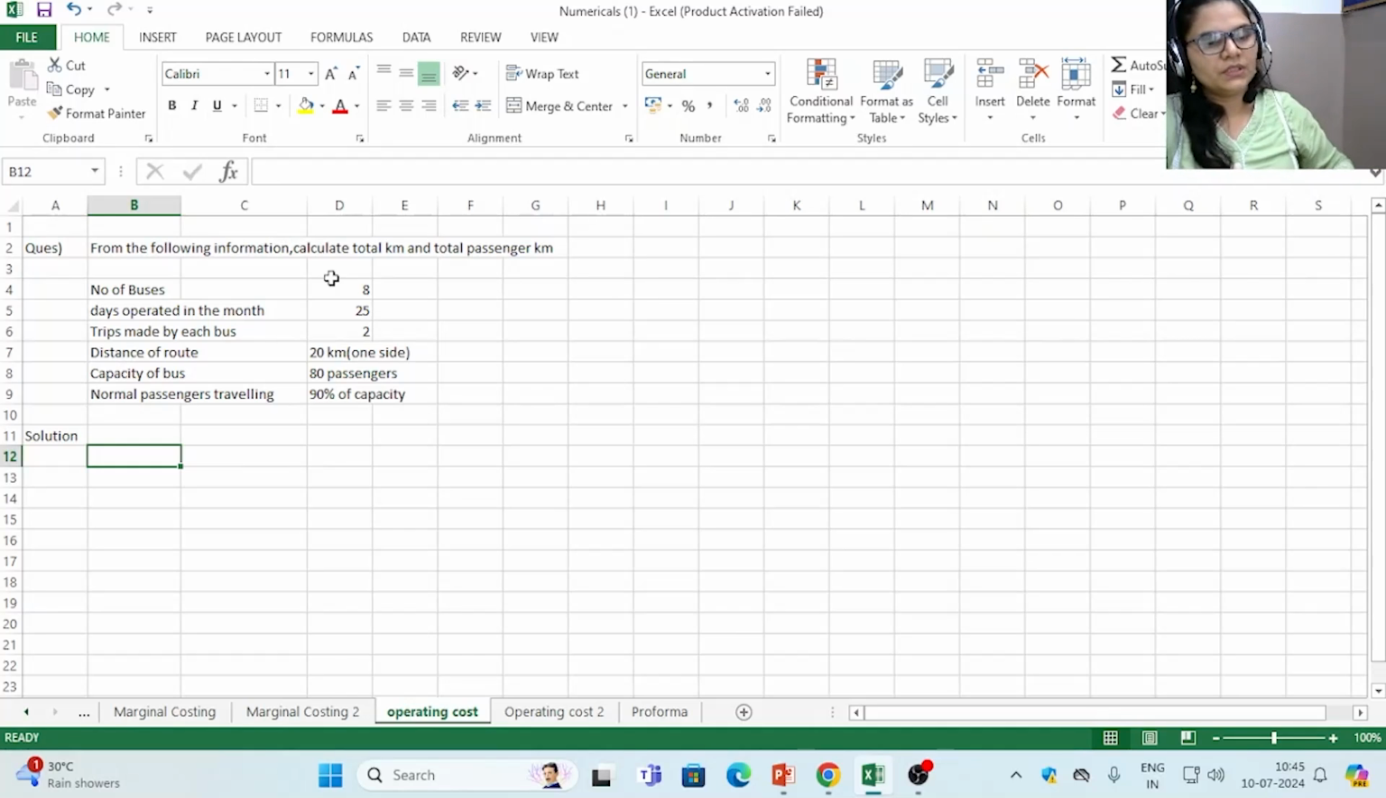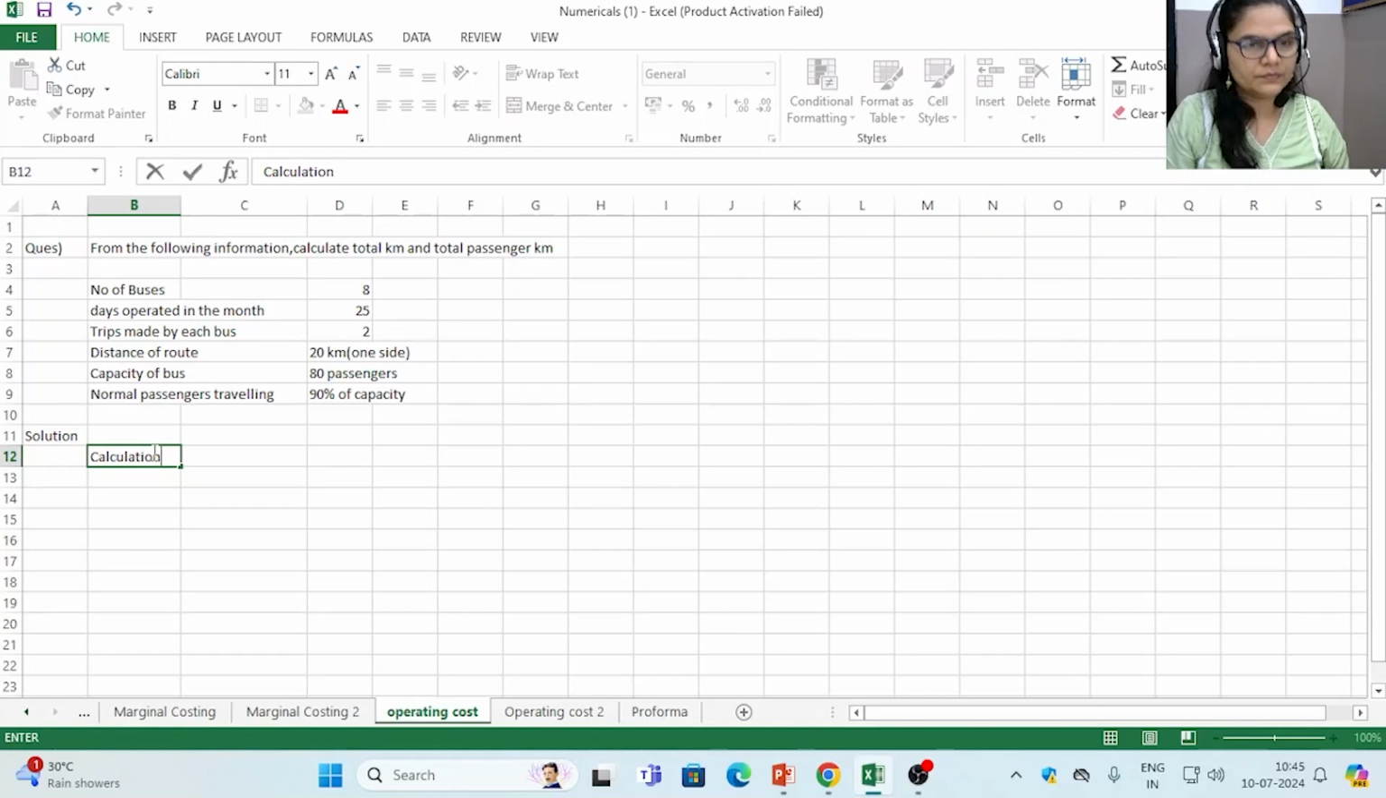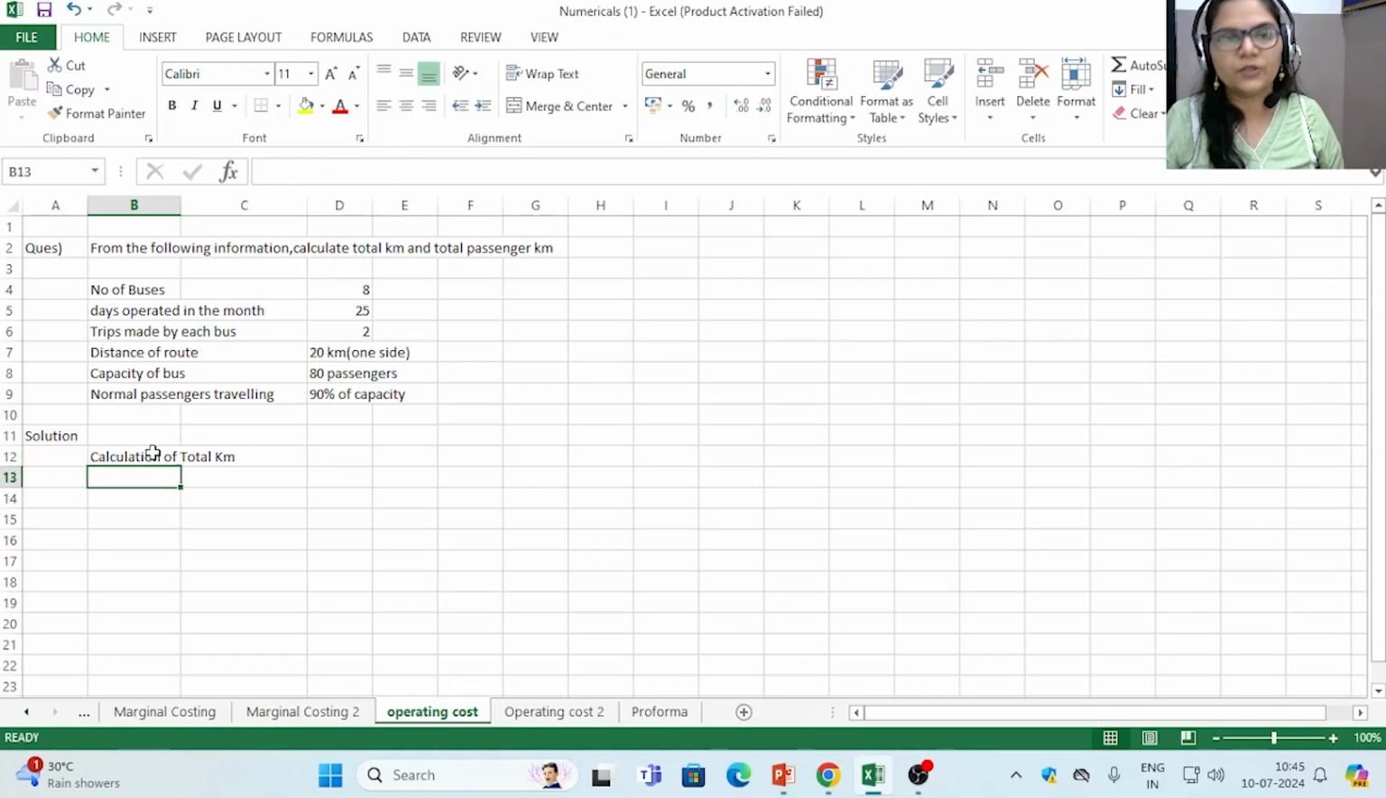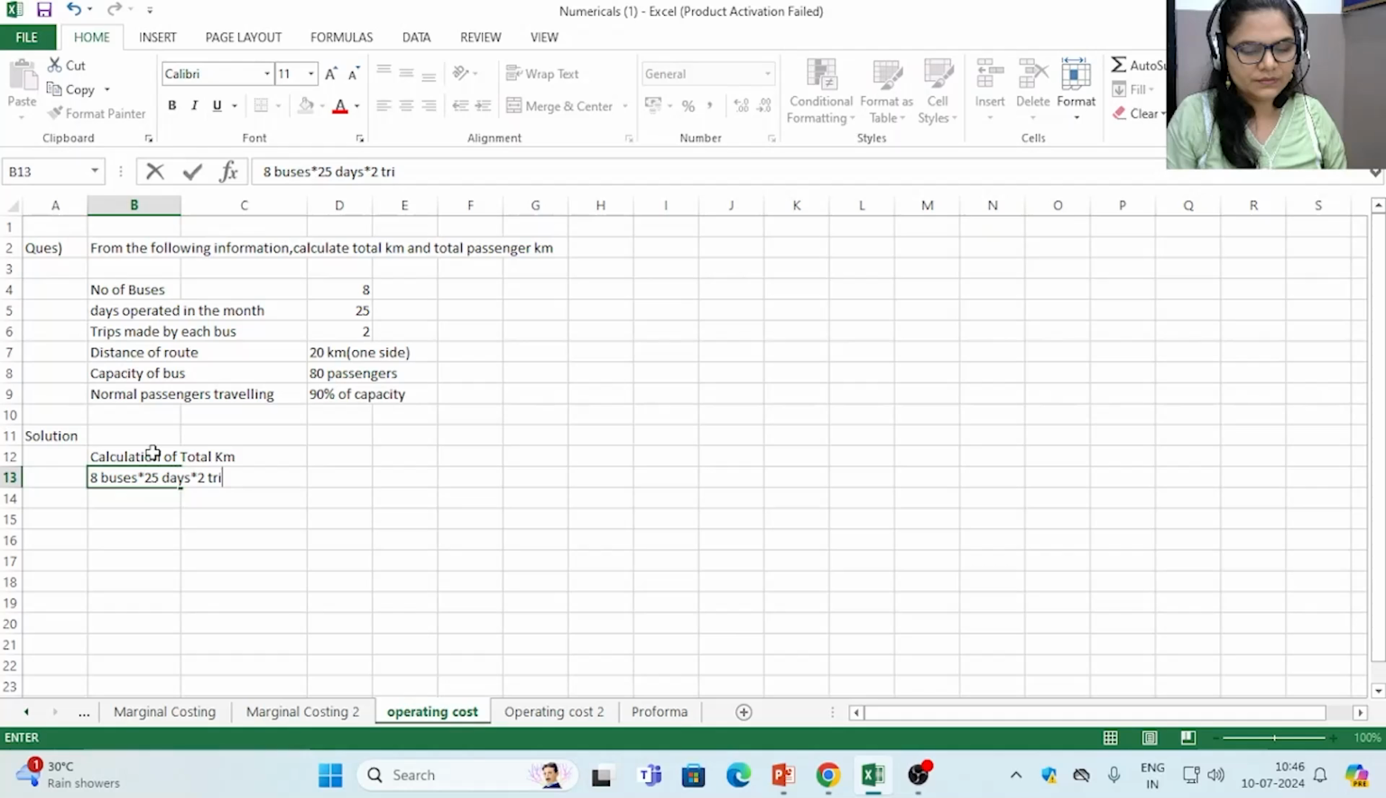So what you will do is the calculation of total kilometer. We know the number of buses is 8. That means 8 buses multiplied by 25 days, multiplied by 2 trips, multiplied by 20 km one side, and again it will be multiplied by 2. It will be your 1600 kilometer.